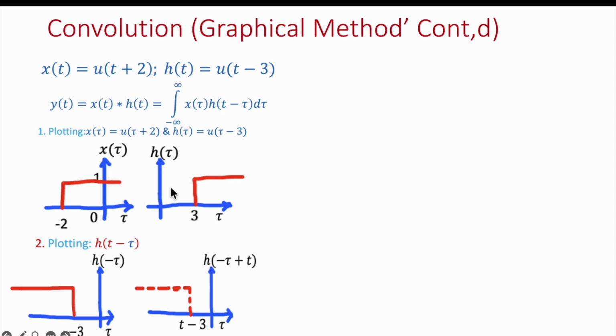And then the second step: you need to plot the time reversal and the shifted version of h of tau. The time reversal of h of tau is just the mirror image of that signal, which will look like this one, and the shifted version of that signal will look like this one, t minus 3. And then you need to calculate the overlapping and non-overlapping region.